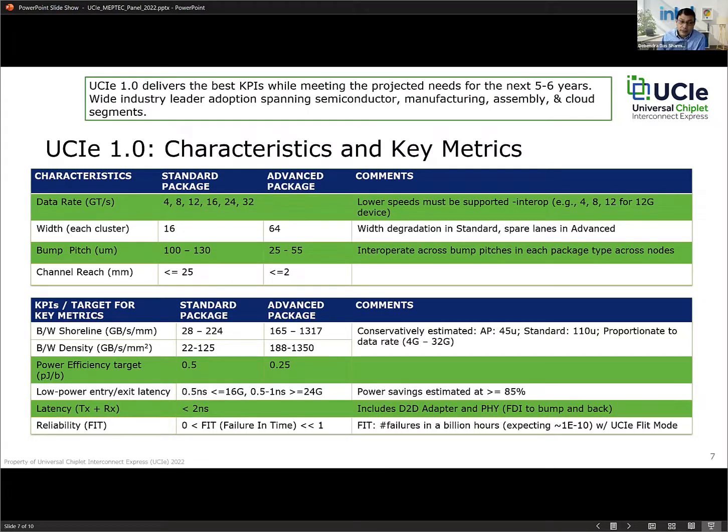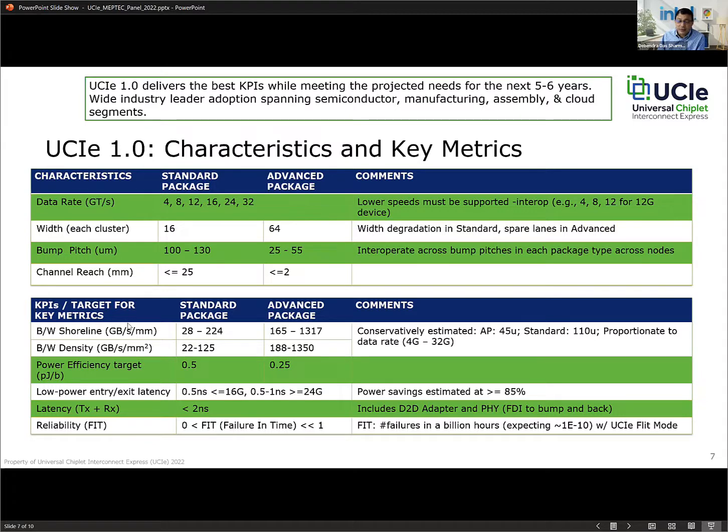So for example, if I design for 32 gig as my highest speed, I must support all the other data rates: 4, 8, 12, 16, 24. That way, if somebody has designed for 16 gig, I still work with them at the 16 gig data rate. So that's the idea. And these are the different channel rates that we do.